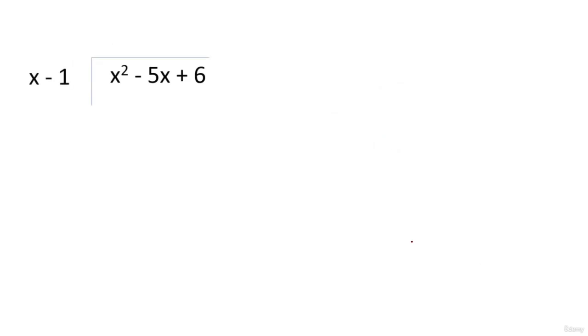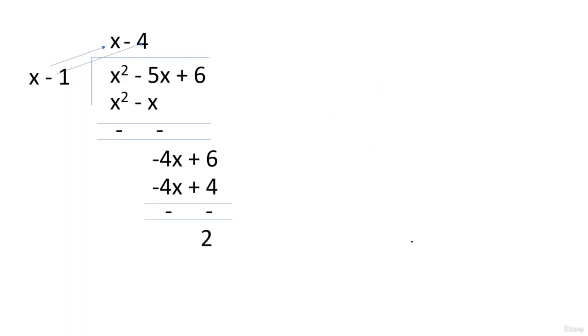But let's observe, when I divide x square minus 5x plus 6 by x minus 1, I will multiply by x. I'll have x square minus x, so minus 4x plus 6. Again, I multiply by minus 4. I will have a remainder which is 2.